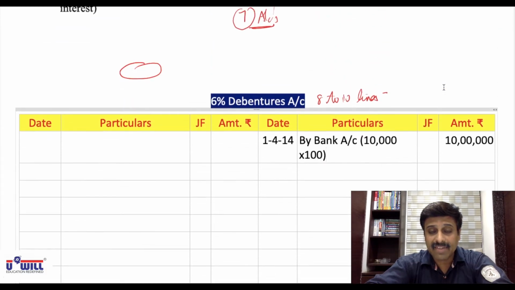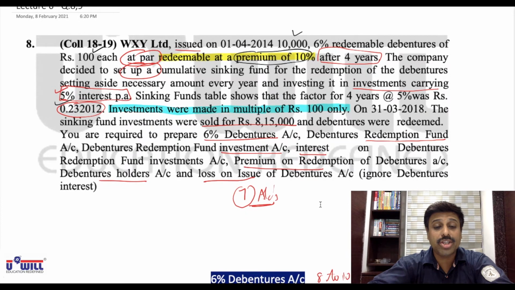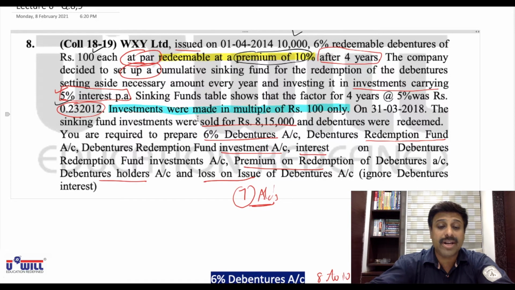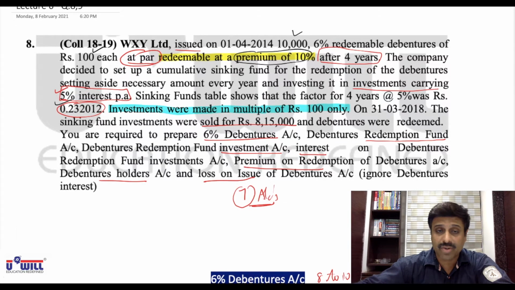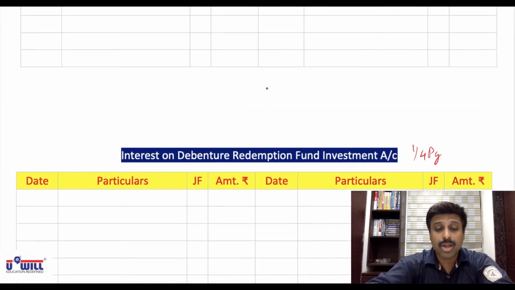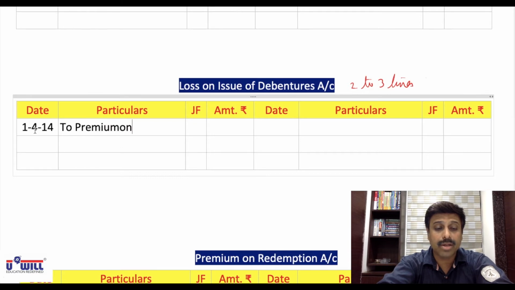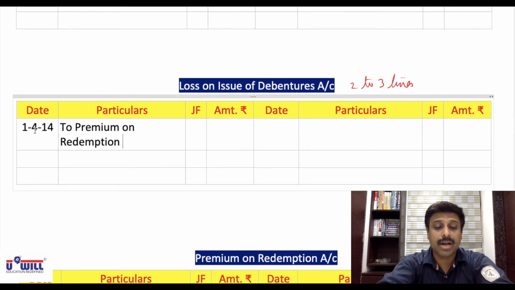Then we have combined the effect of redemption at premium. For that the entry is loss on issue of debentures account debit to premium on redemption account. Okay, loss on issue of debentures account debit to premium on redemption. 10% is premium. Loss on issue of debentures account debit. So loss on issue of debentures account debit side 1/4/14. Opposite account to premium on redemption account.